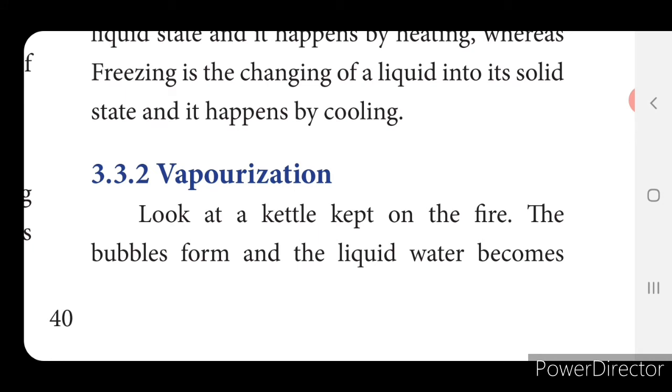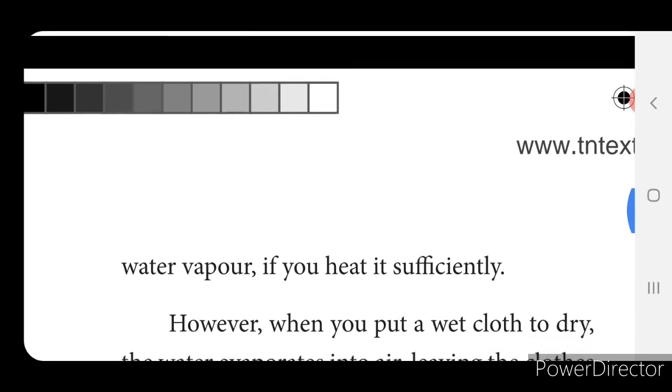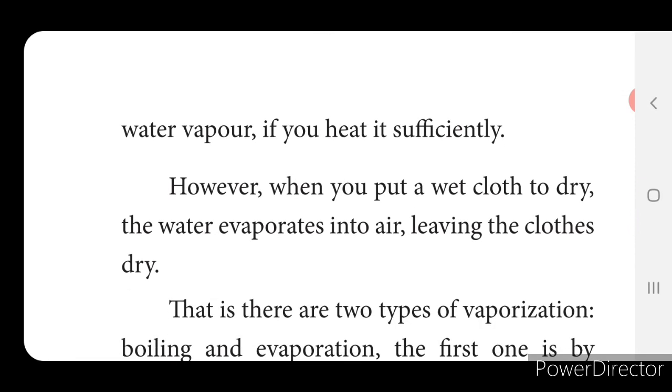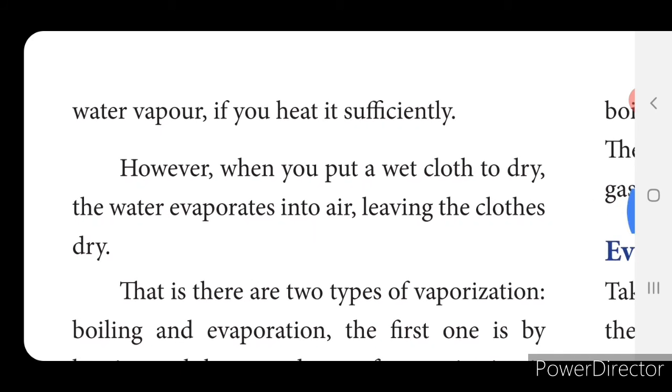Already I explained vaporization. Look at the kettle kept on the fire: the bubbles form and the liquid water starts to convert into water vapor. That is, you take water in a cup and heat it, it starts to boil and is converted into water vapor. And when you put a wet cloth out to dry, the water evaporates into the air, leaving the clothes dry. So vaporization means when you apply some heat, water is converted into water vapor. That process we call vaporization.